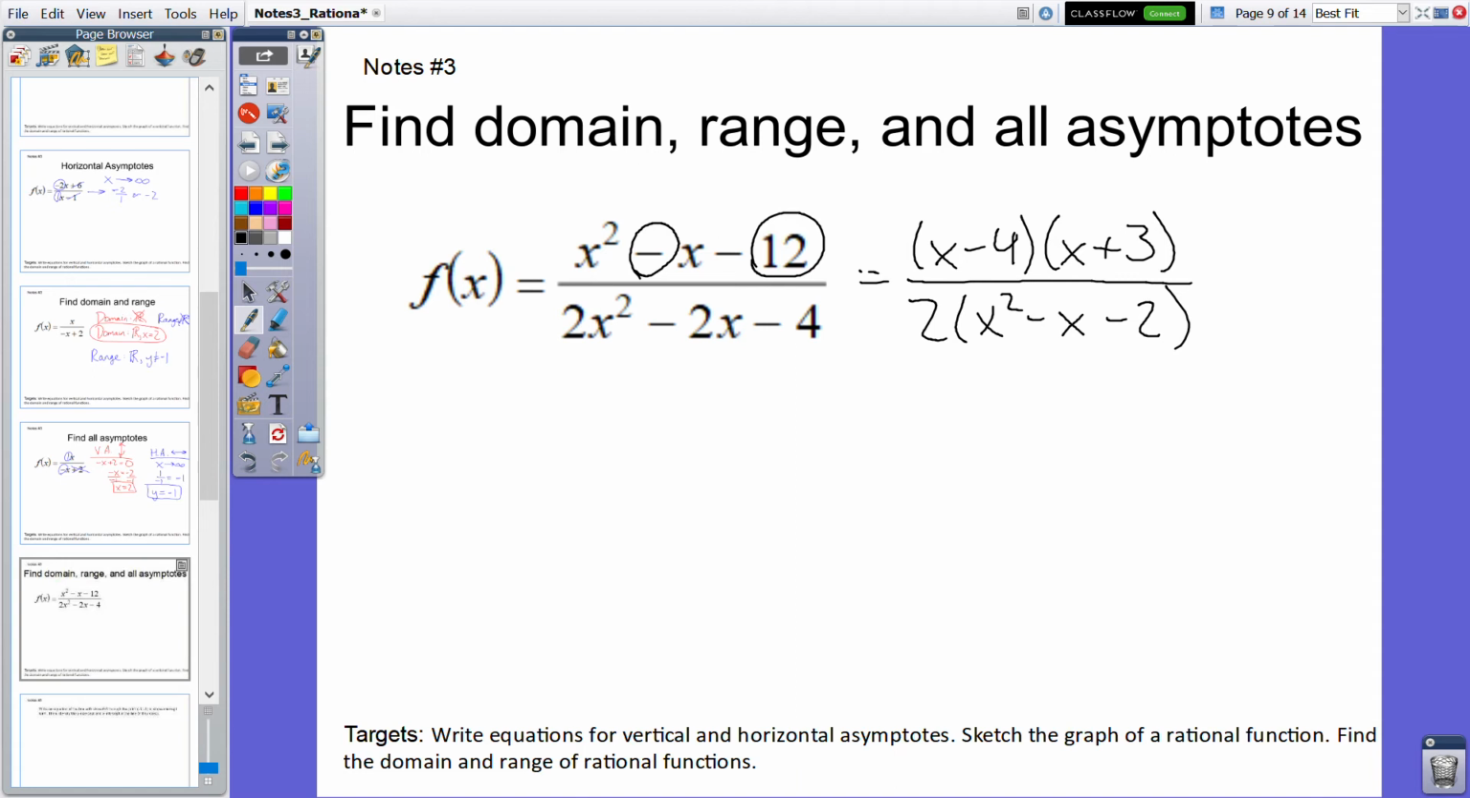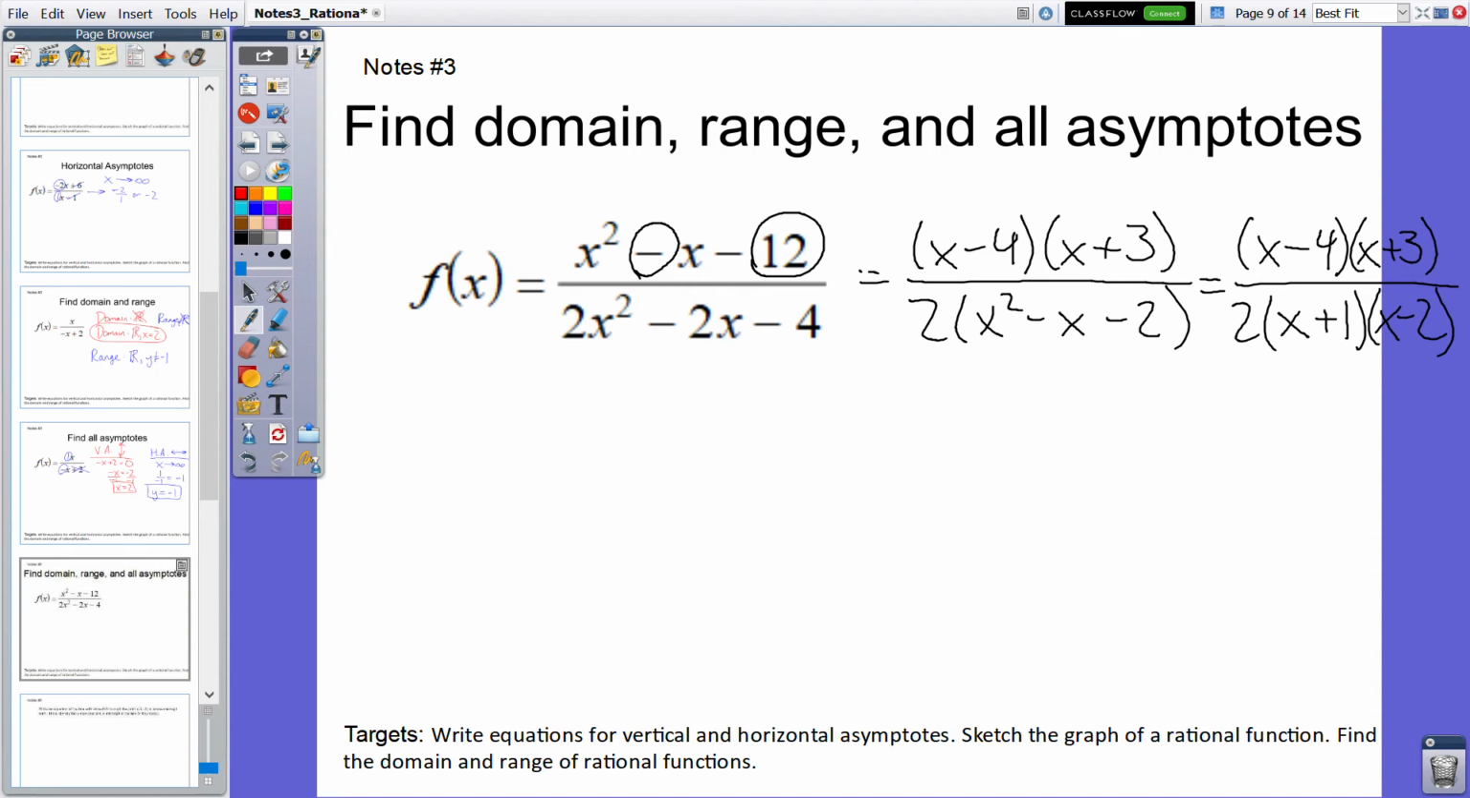We're looking for factors of negative 2 that add up to negative 1. In which case, that's going to give me, if I keep my numerator the same, so x minus 4 times x plus 3, all divided by 2 times x plus 1 times x minus 2. Okay? Now, looking at our factored form here, there really isn't much that cancels out, so we have to look at our denominator first to find our domain.